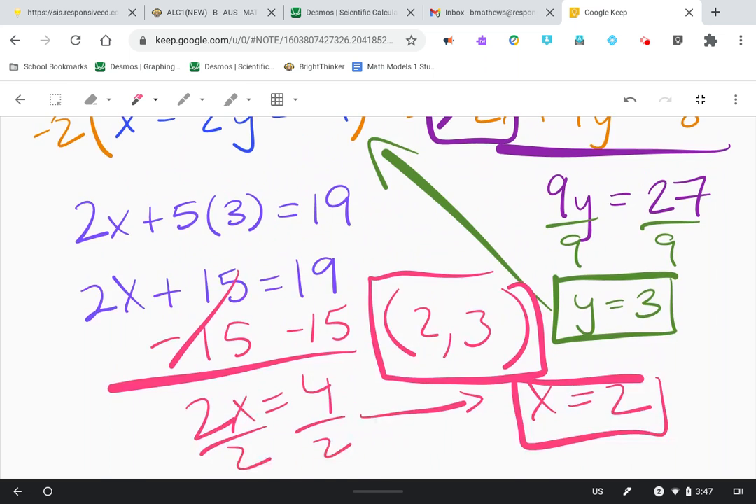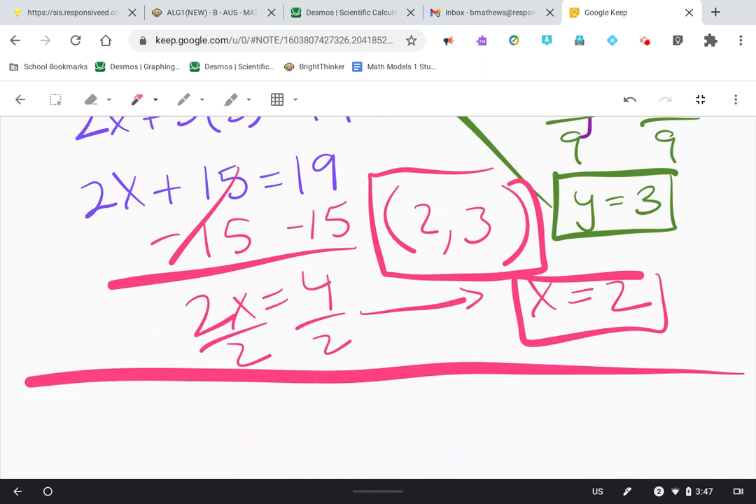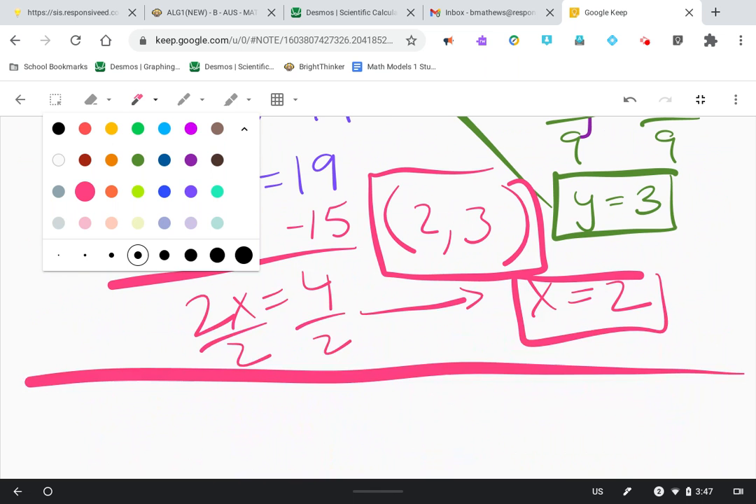Okay, so again, in that example, we only needed to multiply one of the terms because we needed it to match up with 2x and negative 2x. So that's pretty much it on that one.